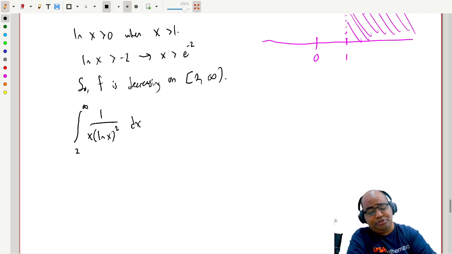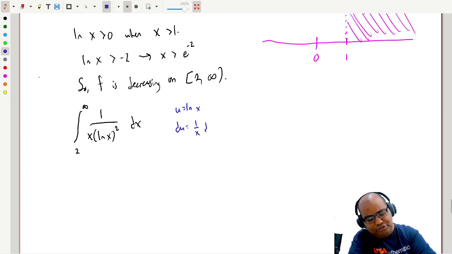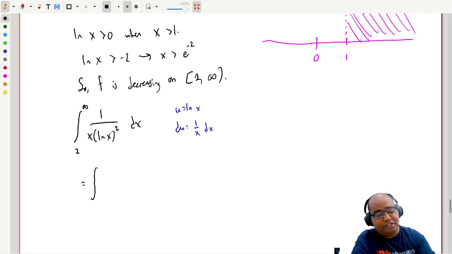Again, this is another u substitution. I'll go ahead and explicitly write it here. u equals log x. Then du is 1 over x dx. When we make the variable changes, now the integral goes from log 2 to infinity, because log of a big number is a big number. And then u is equal to log x, so we have 1 over u squared dx over x, which is just du, so we have du over u squared.